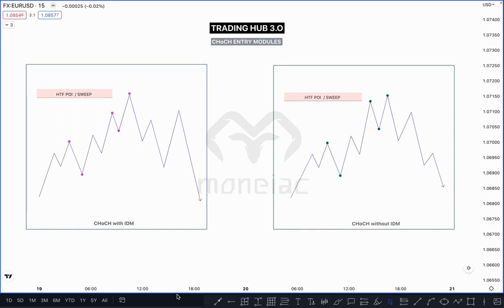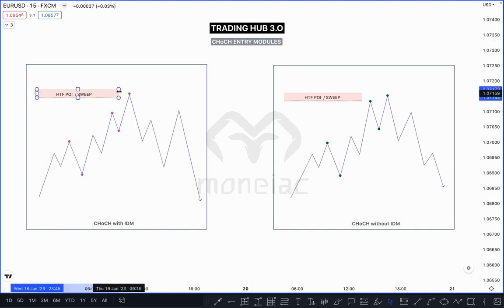First of all, we use change of character. Change of character means CHoCH, and we use it in a lower time frame for confirmation. When the market taps on the PD zone, you switch into the lower time frame for confirmation, and when the market breaks the first recent high or low, that's called change of character. Let me show you on a diagram, then I will switch to a real chart, so you can understand very easily and quickly.